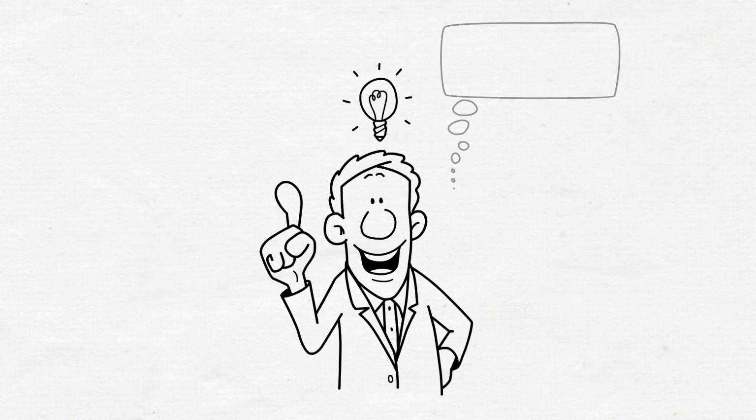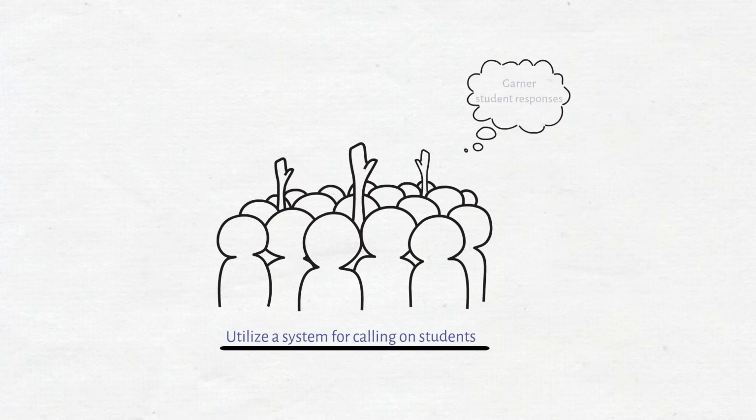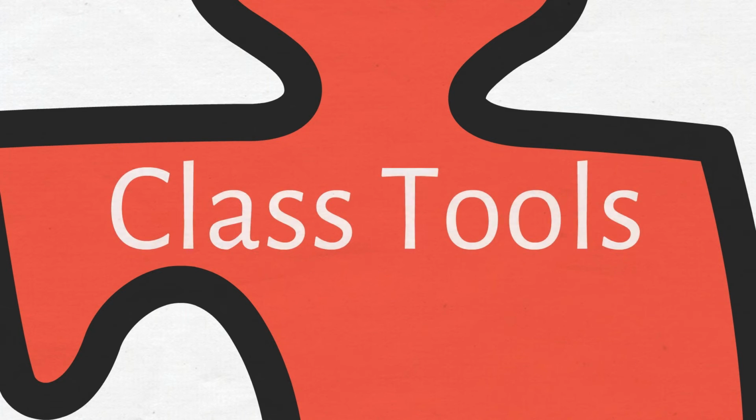Several strategies can help create and maintain intentional interactions by increasing touch points with hard-to-reach students. One strategy is to utilize a system for calling on students during synchronous video conferencing. For example, student names can be written on wooden craft sticks or on cards and then randomly chosen from the stack to randomly garner student responses. There are also different digital tools that serve the same purpose, such as Classroom Screen and Class Tools.